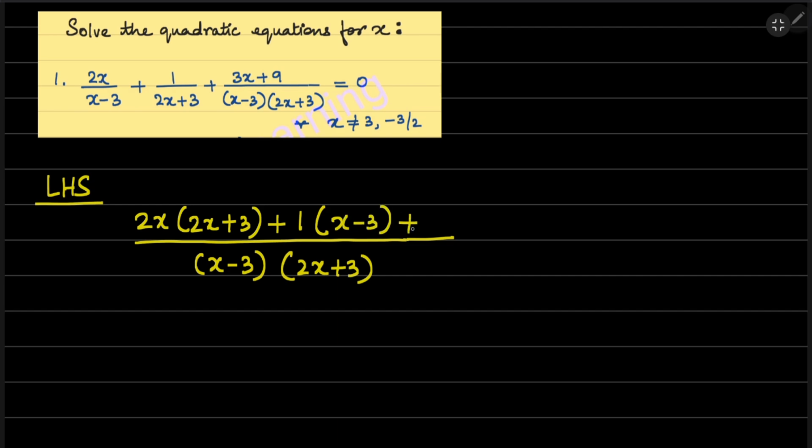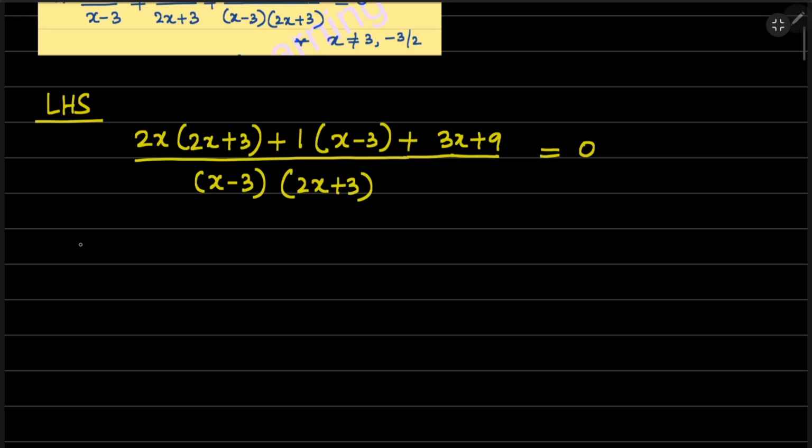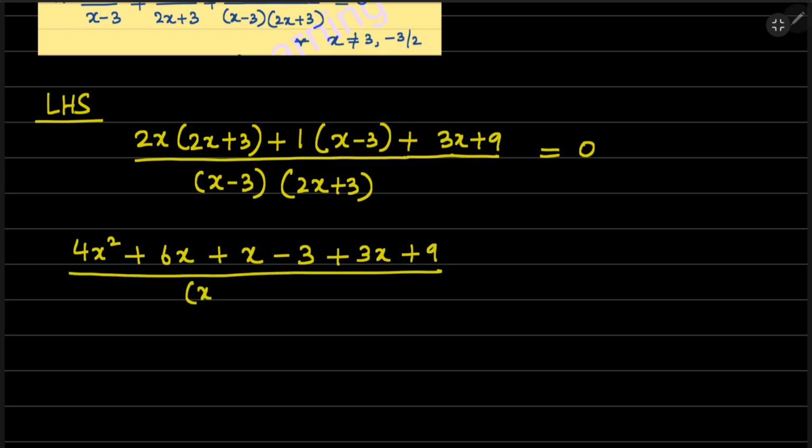X minus 3 plus you've got 3x plus 9. Both the terms are here. So these two terms multiplied by 1 will give you the denominator. So it's the same, is equal to 0. Let's open the brackets and solve. So you have got 2x multiplied by 2x is 4x square plus 2 into 3, 6x, plus x minus 3 plus 3x plus 9, whole divided by x minus 3 multiplied by 2x plus 3, equal to 0.